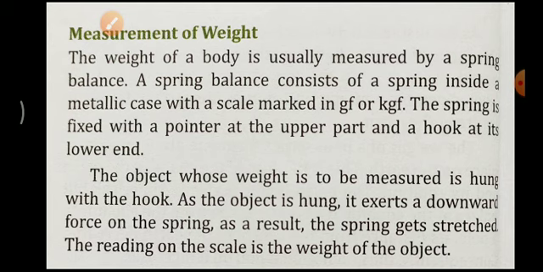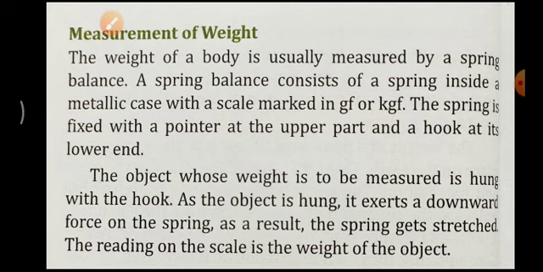As the object is hung, it exerts a downward force on the spring, obviously, because you know that each and every object is attracted towards the center of the earth because of the gravitational force of attraction. So whatever object we hang on the hook, a downward force will be exerted on the spring. As a result the spring gets stretched, and the reading on the scale is the weight of the object. In that way we can calculate the weight of an object with the help of a spring balance.